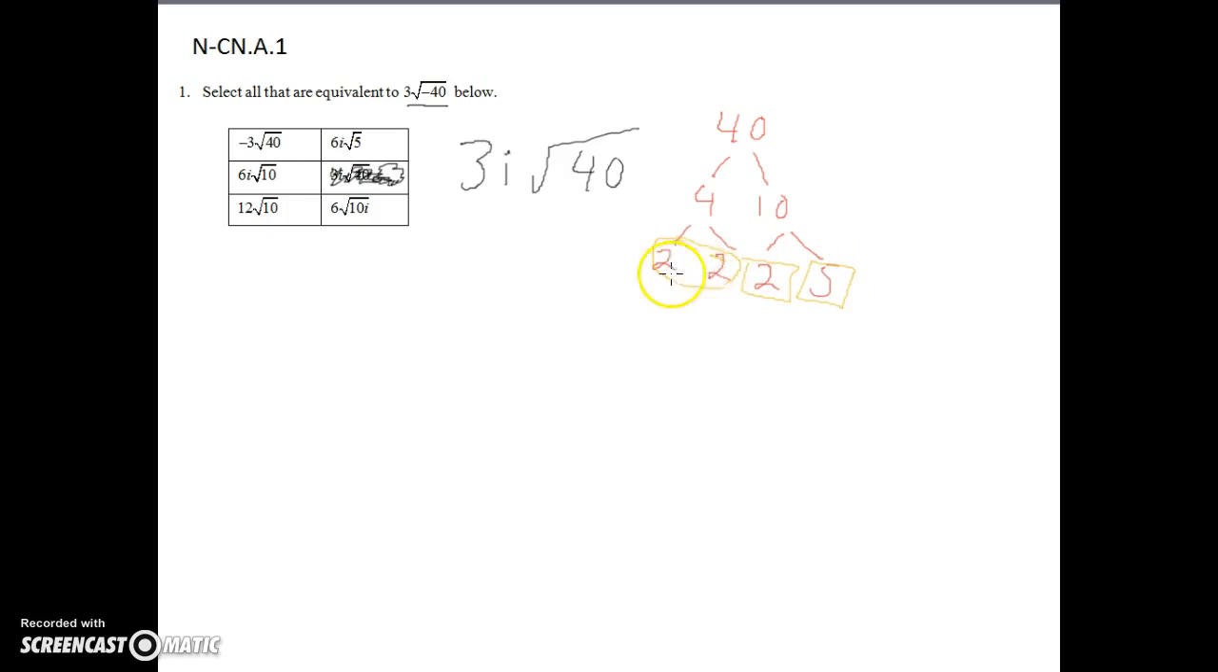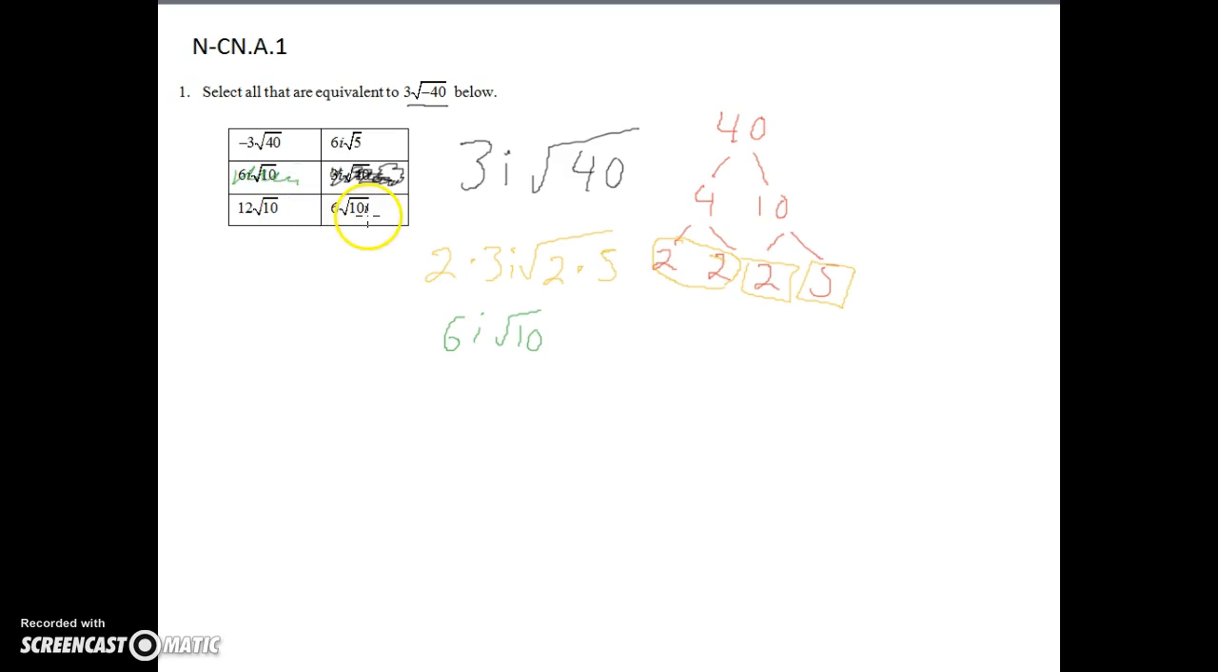So we're going to take out one 2 from this pair, and it's going to be multiplied with that 3 that we already took out. This 2 and this 5 stay inside, and they get multiplied back together. So we check our little table again. I don't see that anywhere. So 2 times 3 is 6i square root of 10. Check our table, and it's this one right here.